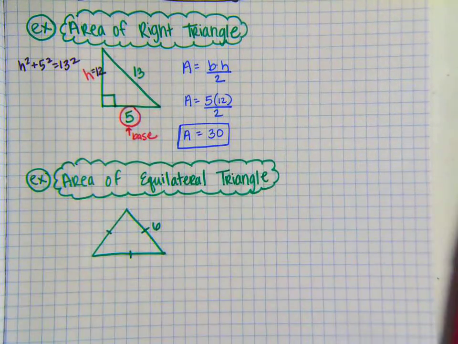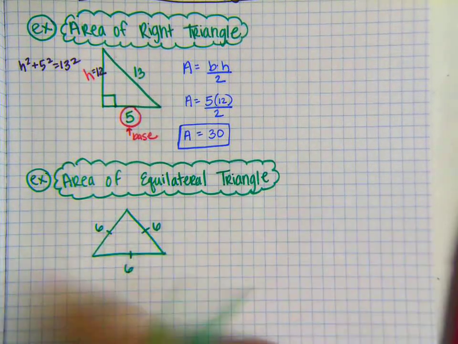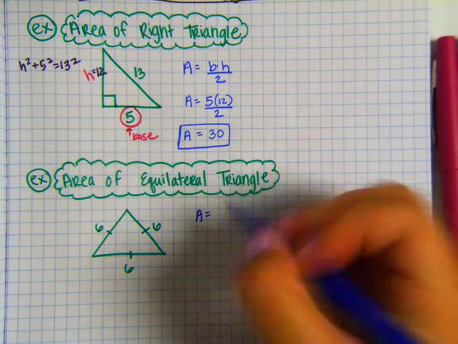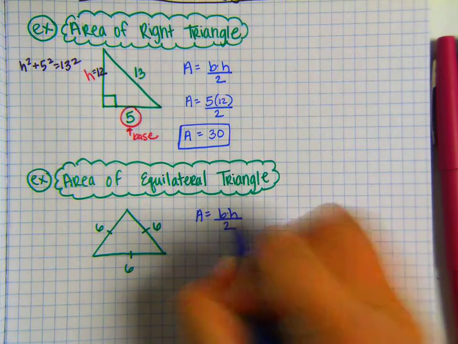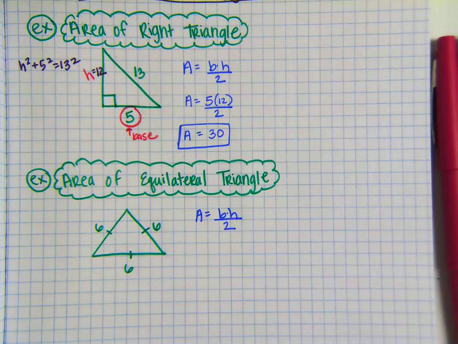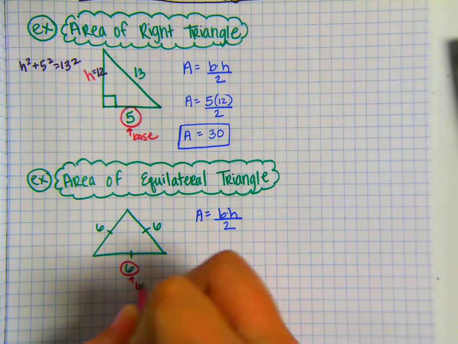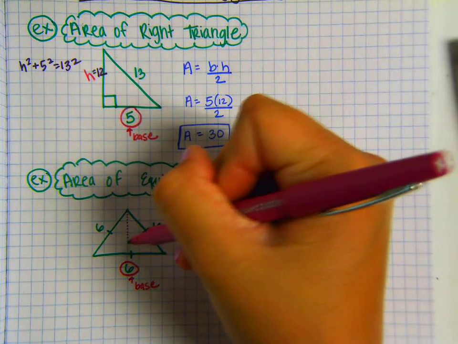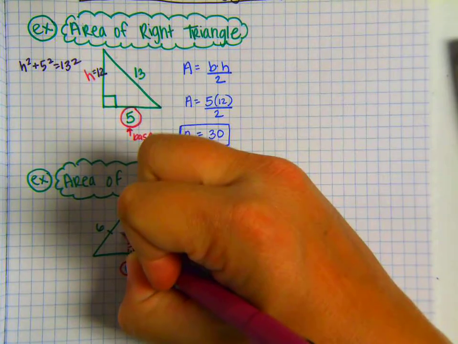Okay, so that's going to be my equilateral triangle. I have a side length of 6, and that means 6 is on every side because they're all equal. And the area stays the same for triangles. It's still base times height divided by 2. And in this case, 6 is the base. And the height you have to draw in. That's the height of that triangle, which we don't know.